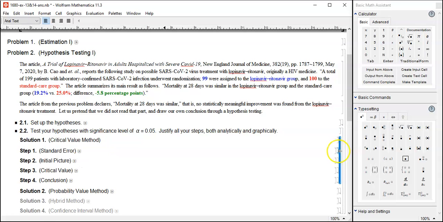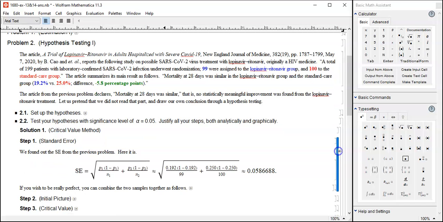Okay, the standard error is something we already did in problem 1, so let me just explain briefly. SC1 squared plus SC2 squared. You see, SC1 already has square root in there, so by removing the square root, I'm taking the square, and same thing goes over here. So blue for treatment, red for control, and this is what we get.